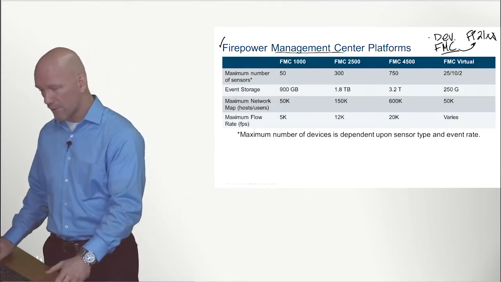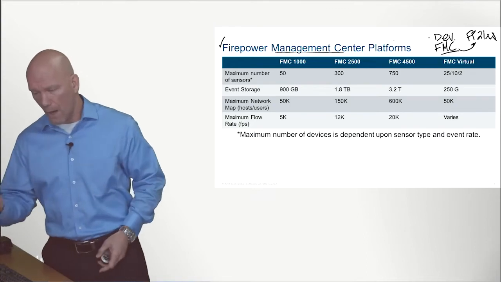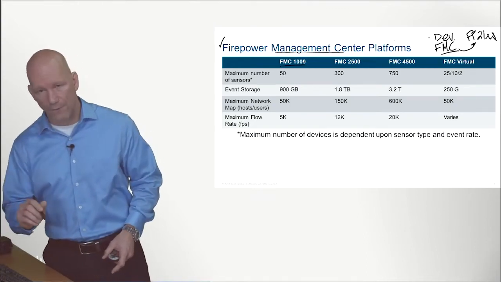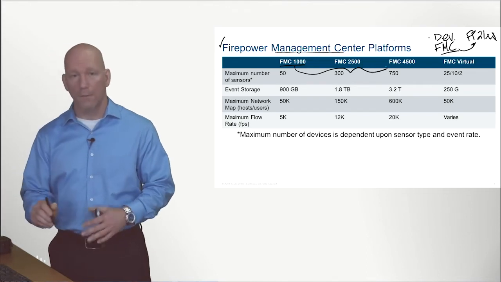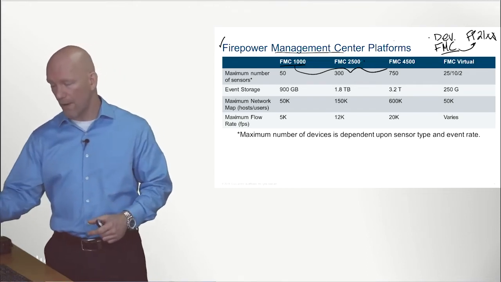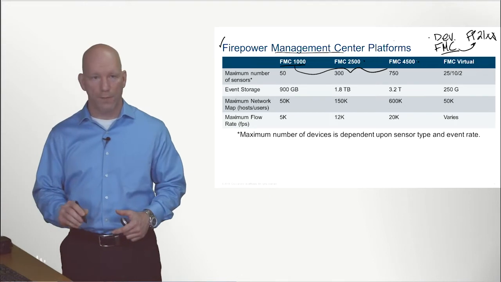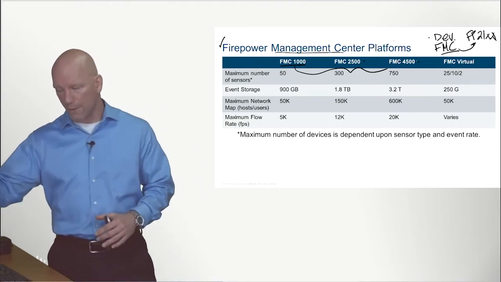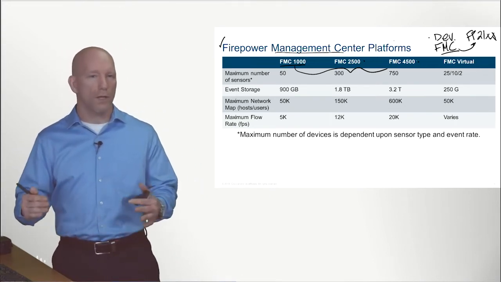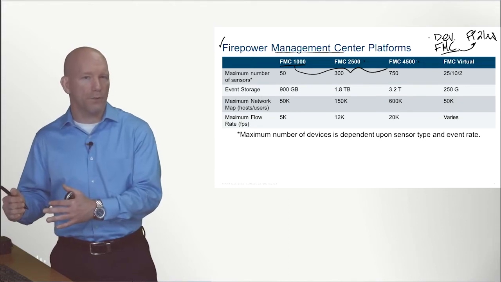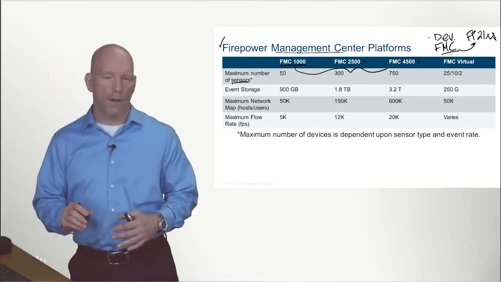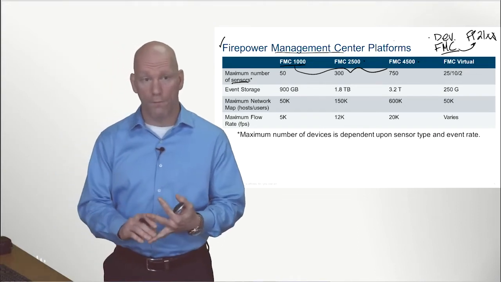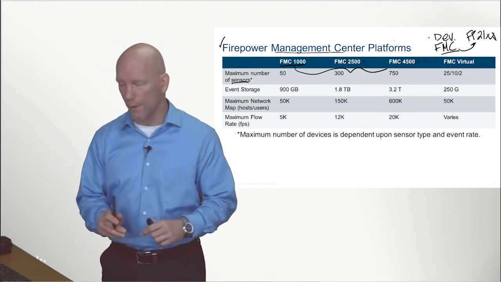So once again, back to our slide here. Are we doing the FMC 1000? Again, these first three examples that we're going over are physical appliances, the 2500 series or the 4500 series. And then please note the determining factor as to which of these physical appliances you'll go with might be the number of sensors, the number of ASAs or Firepower appliances you go with.